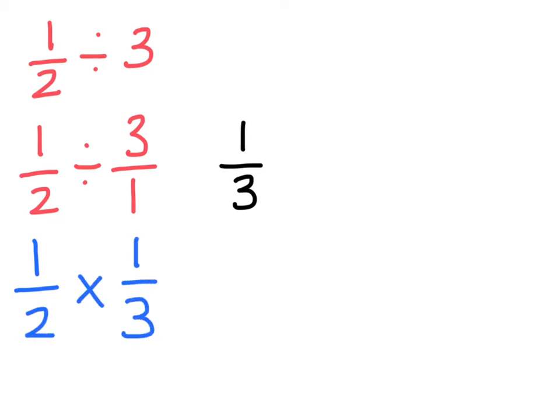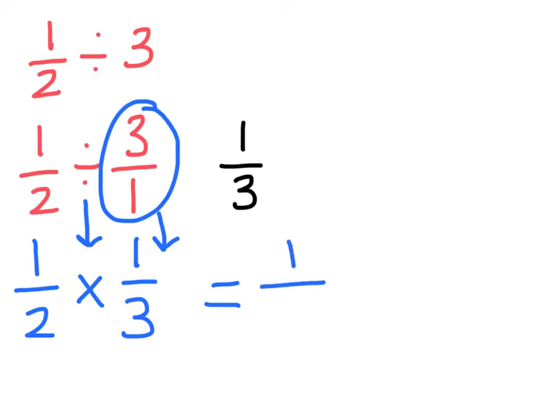See, I took the division sign and changed it into a multiplication sign, and I took 3 over 1 and used its reciprocal. Now we solve. Numerator times numerator gives us 1. Denominator times denominator gives us 6, giving us an answer of 1/6. So each part is 1/6 of the whole piece of clay.